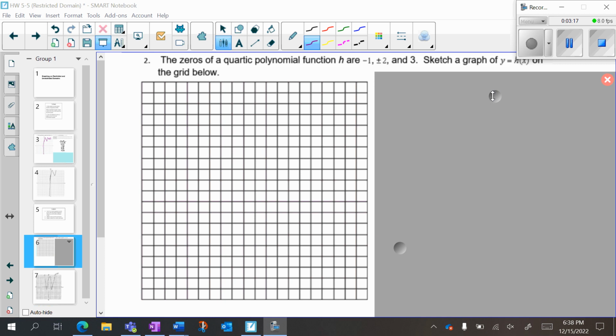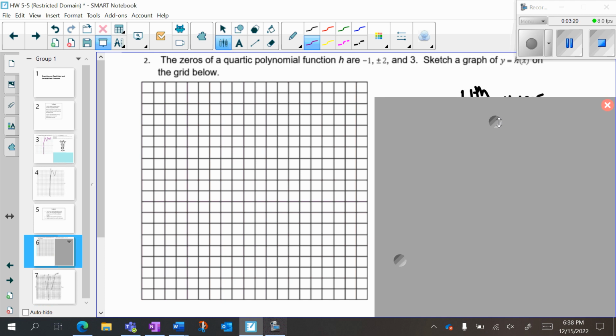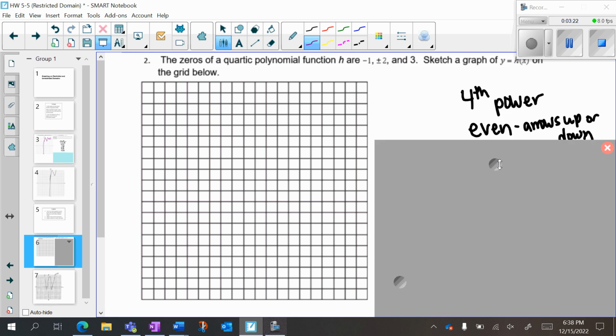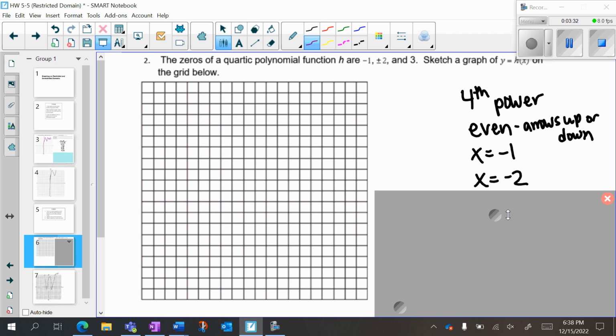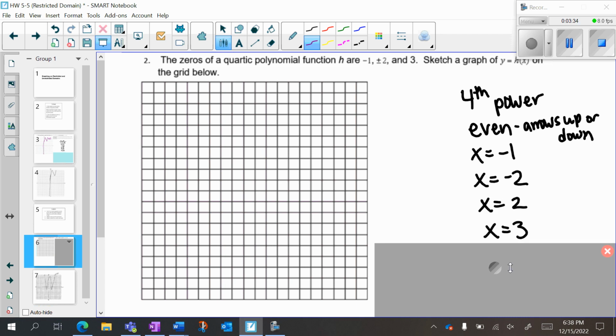Now first, we notice that it is the 4th power, and it's even, which means our arrows are either going up or down. Now it gave us the zeros, so we have when x is equal to -1, when x is equal to -2, 2, and 3. So we have 4 zeros, which means it's going to intersect the x-axis 4 times. So right now, pause the video, draw in your x and y axis on the grid, and then plot your points at (-1, 0), (-2, 0), (2, 0), and (3, 0).